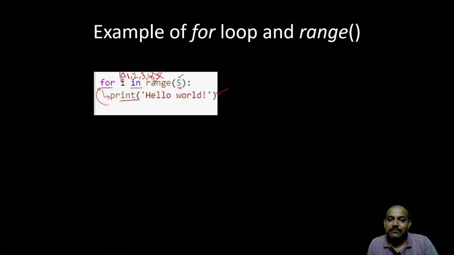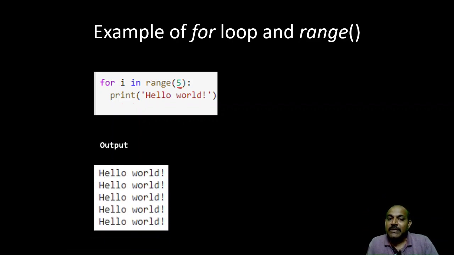So if you have specified 10 here, it will work till 10 minus 1, 9. Since you have specified 5 here, this becomes 5 minus 1, 4. So this will be executed how many times? 5 times, 0 to 4. Therefore, the output of this program is printing hello world how many times? 5 times, that is I ranging from 0 to 4. So hope you understood how the for loop works with the range function.